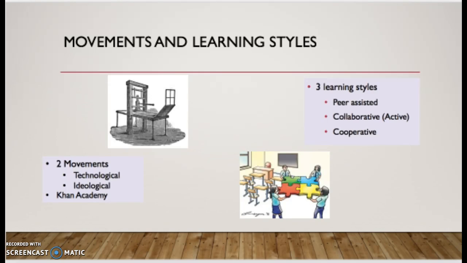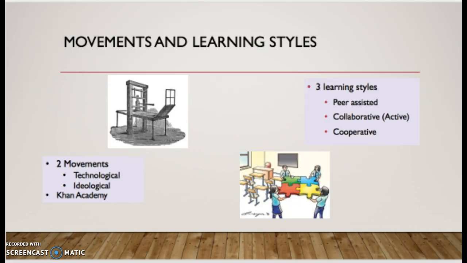And I also put down the Khan Academy, because the main goal of that is to provide a free world-class education to anyone, anywhere. That all has to do with how technologically advanced we are and how the internet can be open to others. So there's also 3 learning styles. We have peer-assisted, collaborative, which is also active, and cooperative.